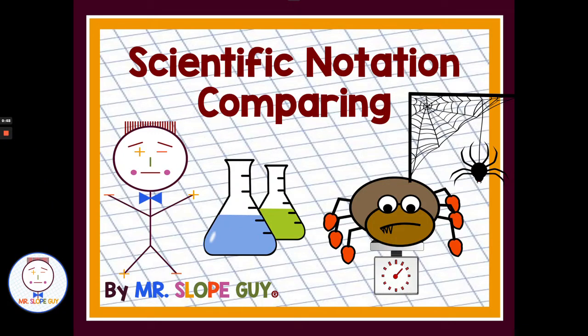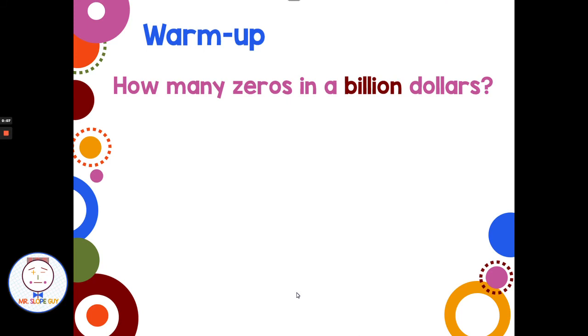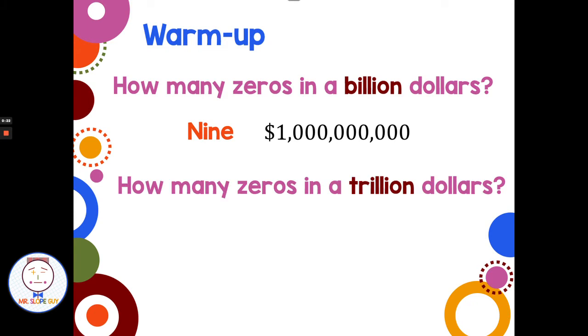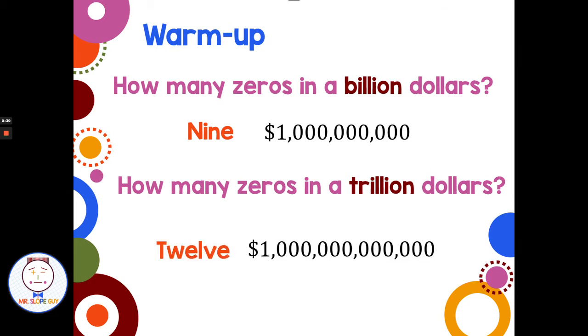Scientific notation comparing. Let's start with a little warm-up. How many zeros in $1 billion? Well, $1 billion would have 9 zeros, 1 followed by 9 zeros. How about $1 trillion? How many zeros in $1 trillion? Well, $1 trillion is 1 followed by 12 zeros.